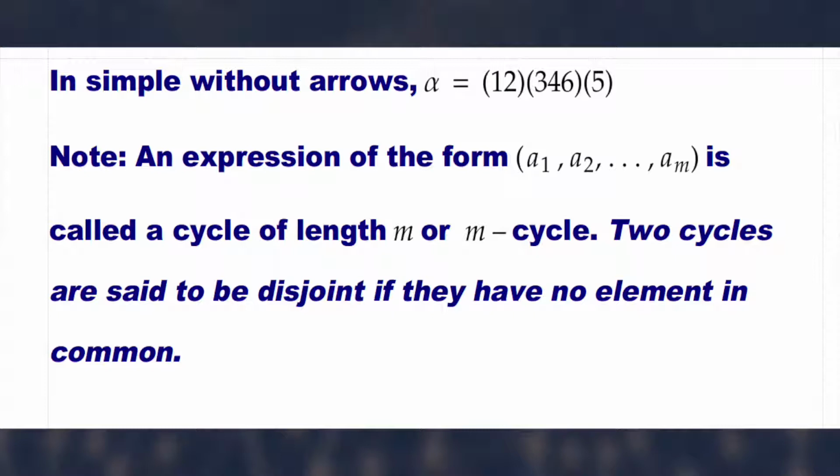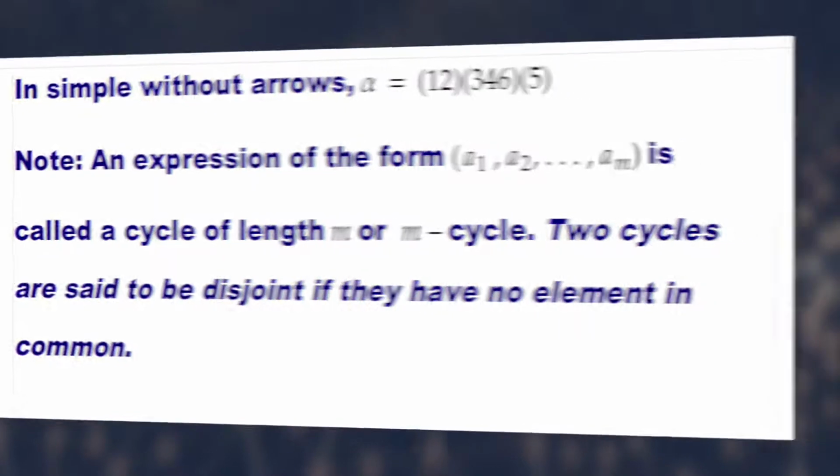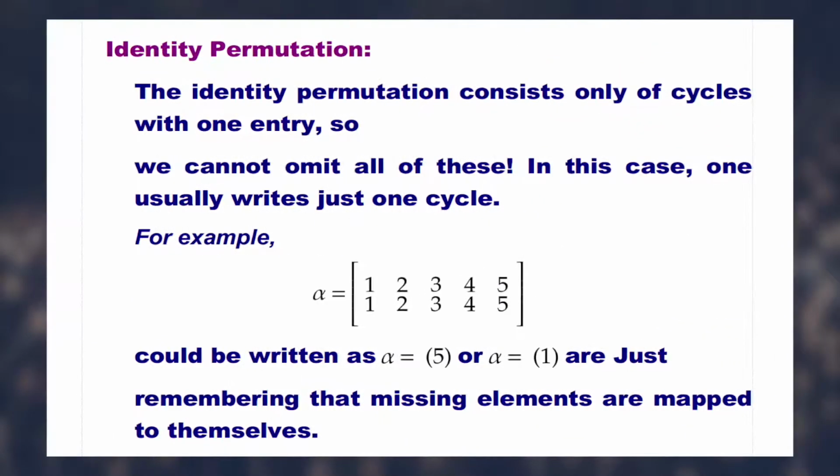We know that every group should have an identity element. So, here the identity of permutations is the identity permutation. The identity permutation consists only of cycles with one entry, so we cannot omit all of them. In this case, one usually writes just one cycle.